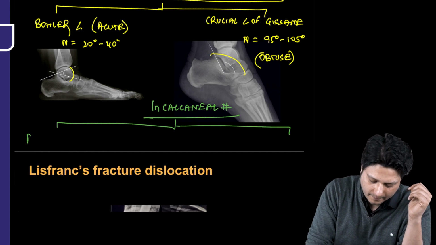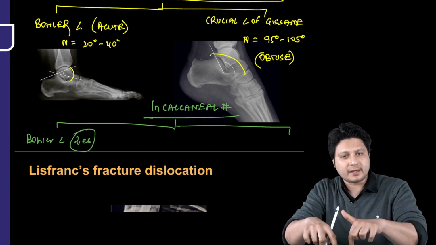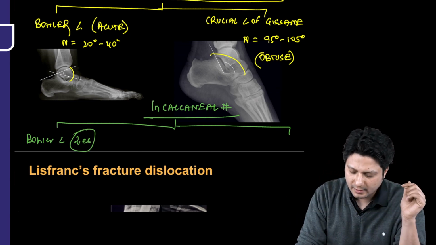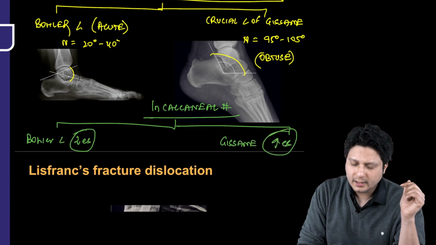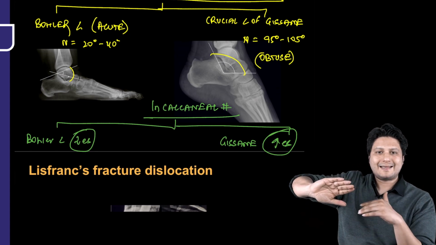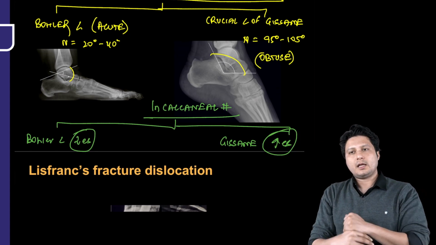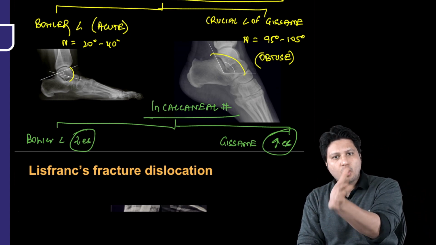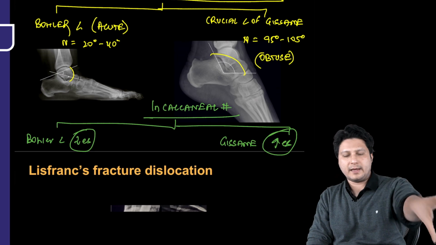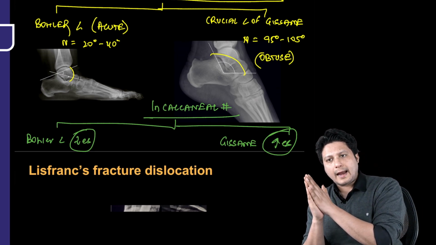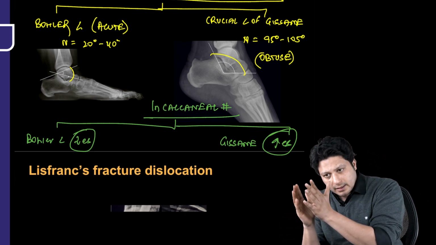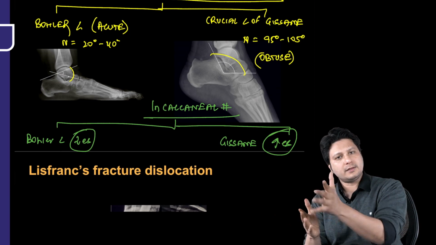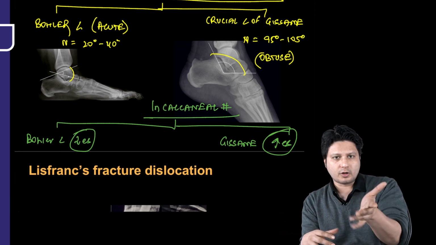The Bohler angle decreases. It is further decreased. That means acute will remain acute, while the crucial angle of Gissane increases. All right, so in fractures of the calcaneum, the Gissane angle will be increased further. That means if the angle is constructed in a normal or in a fractured calcaneum, the Bohler will remain acute for your identification. And if the angle is constructed in a normal or a fractured calcaneum in the form of a Gissane, and it is obtuse, then it will remain Gissane, all right, for your identification.